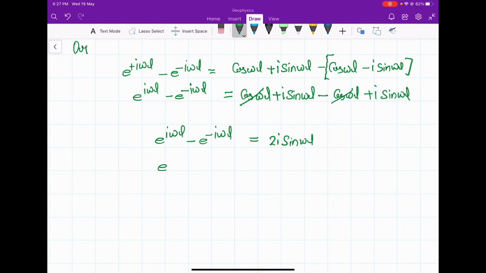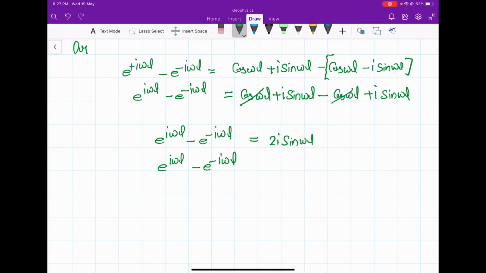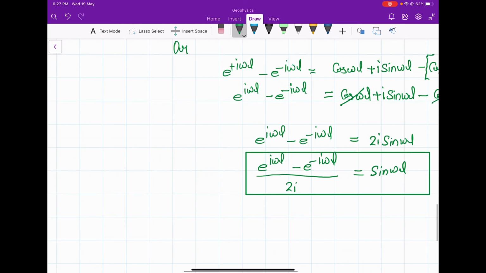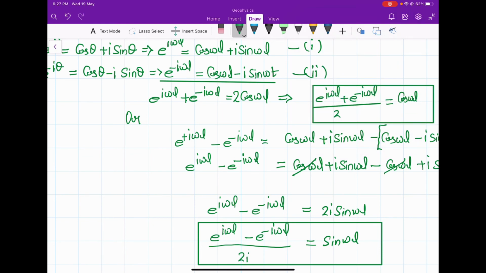So e to the power i omega L minus e to the power minus i omega L, if we divide by 2i, that will equal sine omega L. So this is the formula I am going to use here, and the other formula is e to the power i omega L plus e to the power minus i omega L, divided by 2, which is equal to cos omega L. So this is your other formula which will be used in another problem.